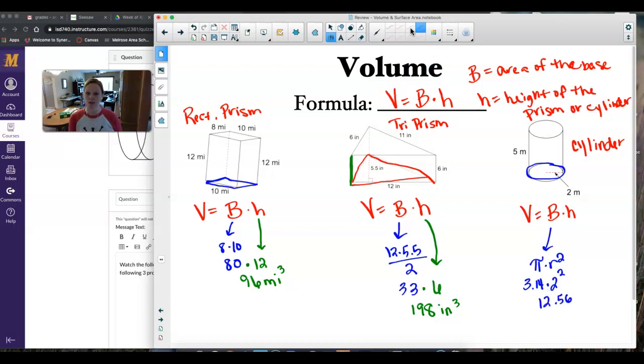And then we're going to multiply that by the height of the cylinder. Now remember, the height of the cylinder is the distance between the two circles, and that is 5. So 12.56 times 5 is 62.8 meters cubed. Okay, so now complete the next three problems, all dealing with finding volume of prisms or cylinders.